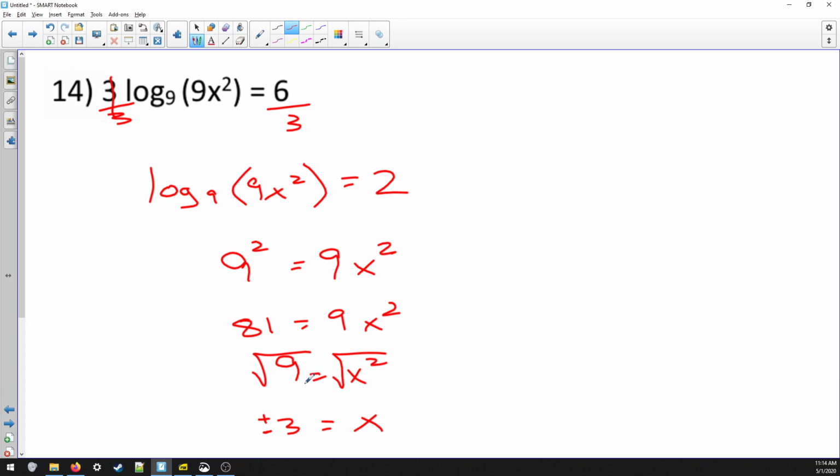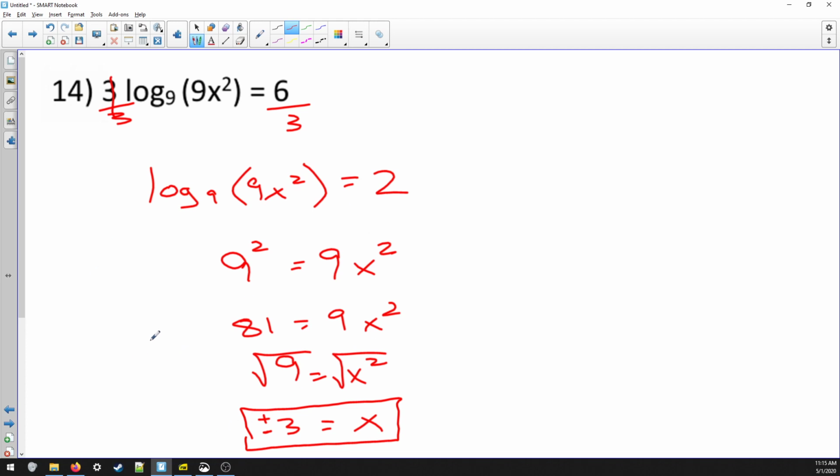I'm going to go check my answers. If I plug in a positive 3 here, I get 3 squared, which is 9. 9 times 9 is 81. That's positive. That's good. I'm going to keep it. Don't throw away the negative, because if I do negative 3 squared, I'm going to get negative 3 times negative 3, which is positive 9 times 9, which is positive 81. So I actually have to keep both of these answers. If you forgot about the negative 3, you're actually missing a solution. So be careful, whenever squares show up, you do have to do plus or minus.